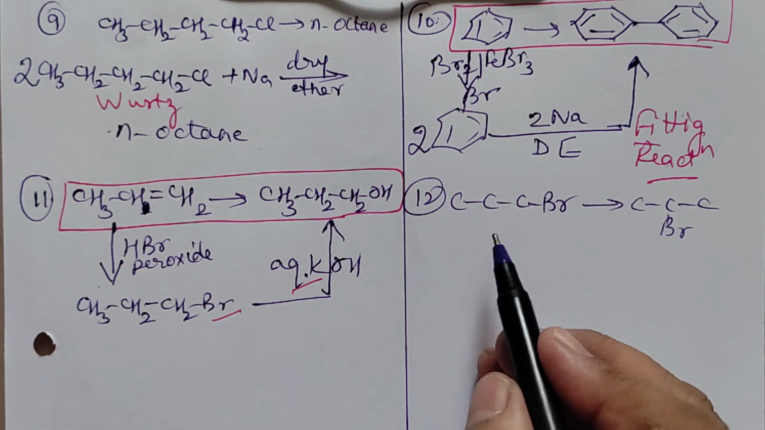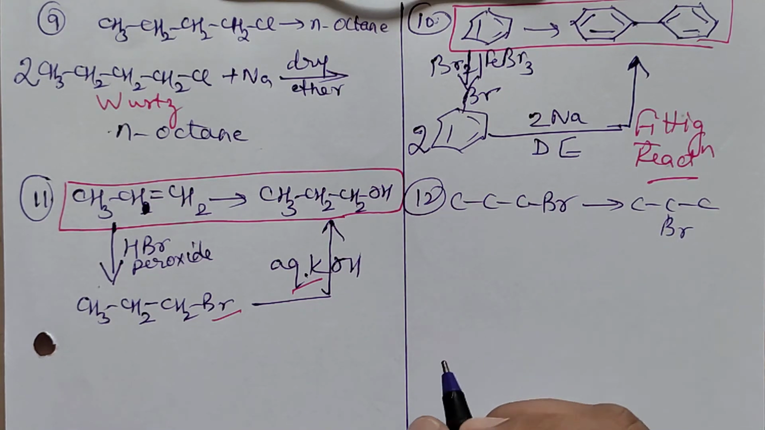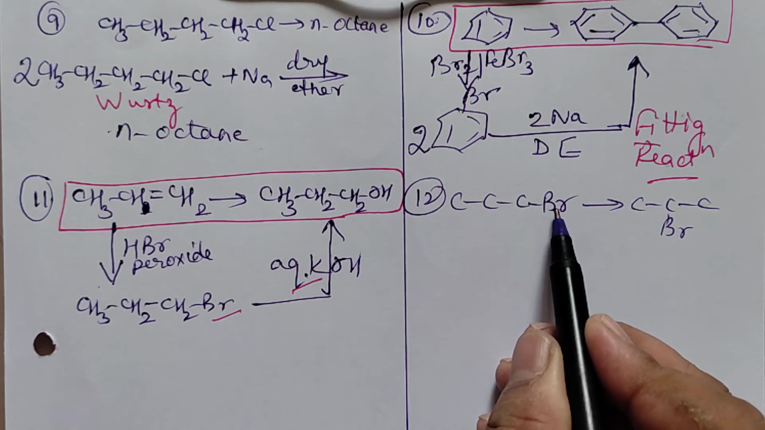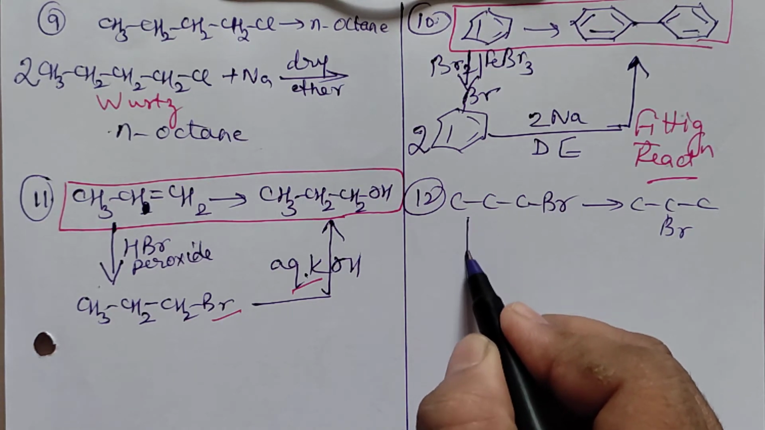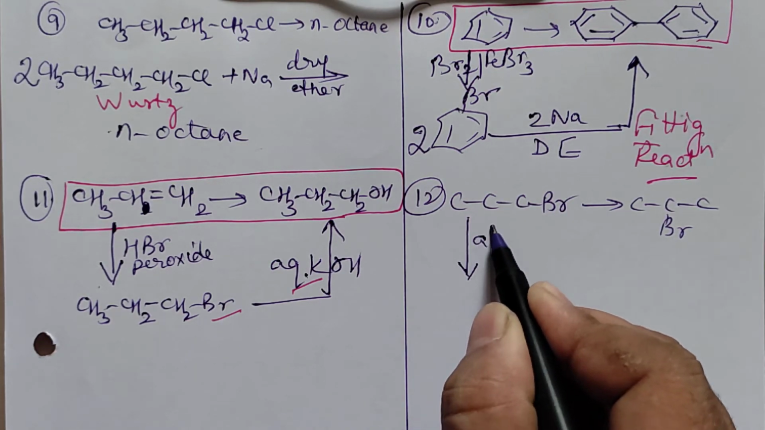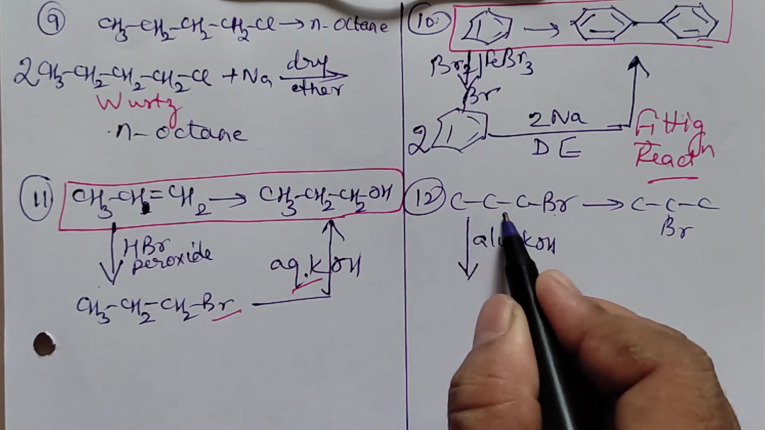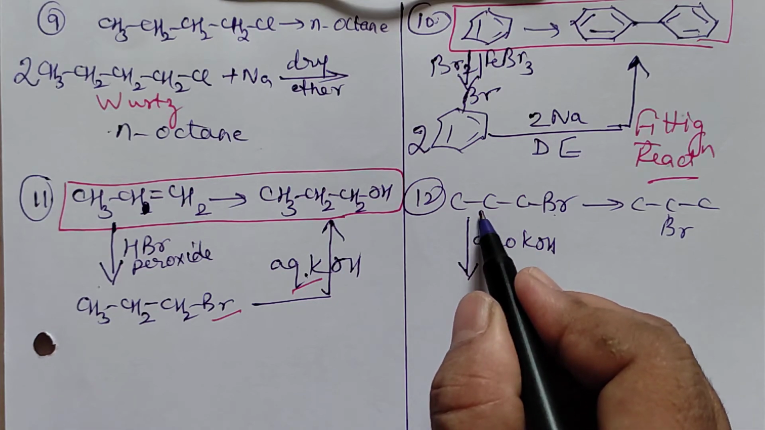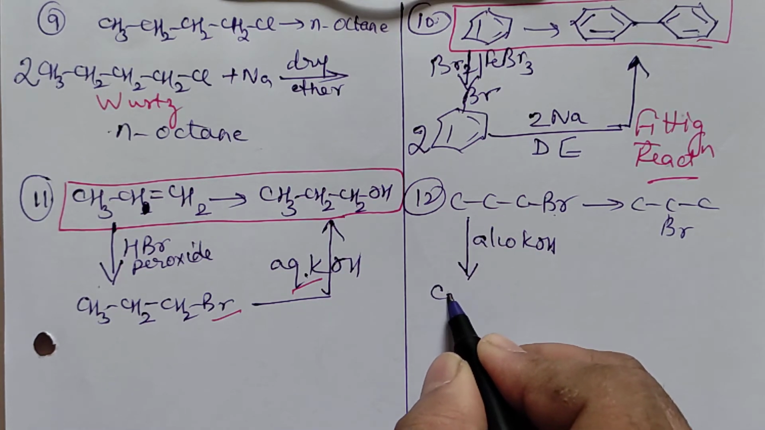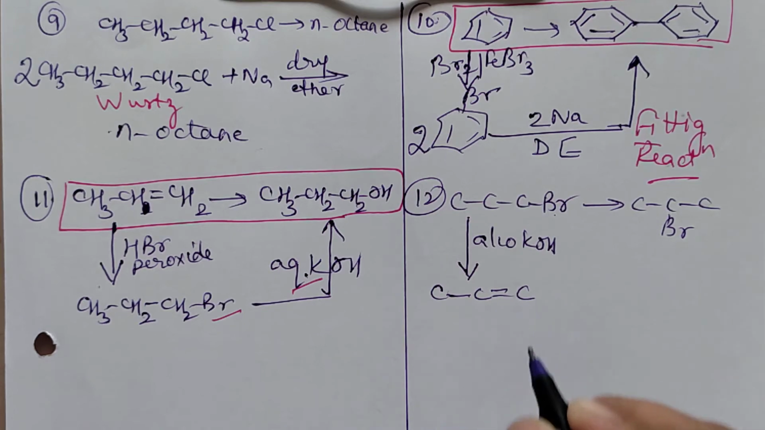The next one, 1-bromopropane to 2-bromopropane. We want to shift from 1 to 2 position. So what we will do, first you carry out the reaction with alcoholic KOH, remove H and Br. I just wrote a carbon skeleton. I think hydrogens you can add on. So you will have here double bond, propene you will get.